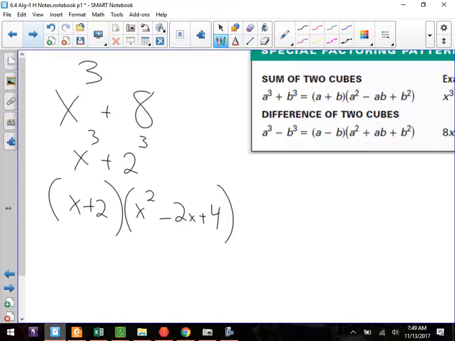So what's weird about the sum and the difference ones is that you have alternating signs. So the sum, the first part is positive, obviously. And then as you go to the trinomial part, it's going to be minus plus. So it's kind of weird. It's plus minus plus for the sum. It's minus plus plus for the difference. One of those things you'll get used to seeing.